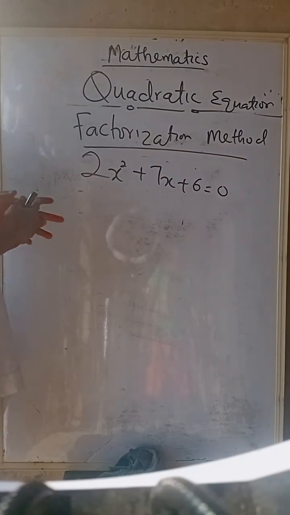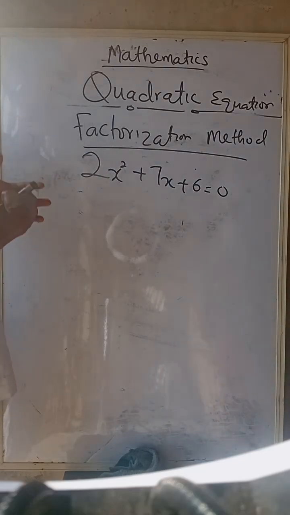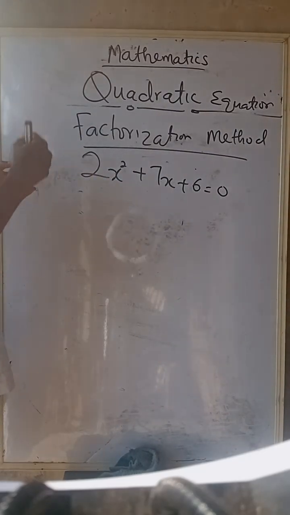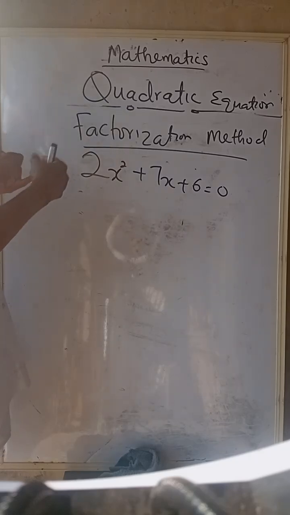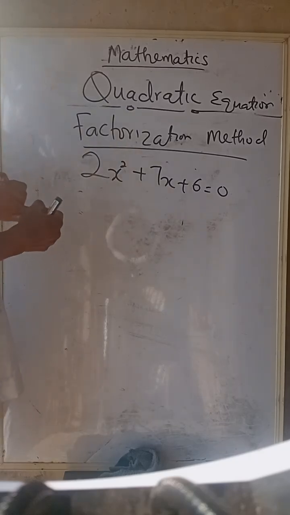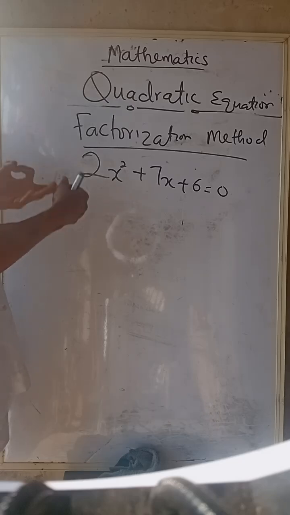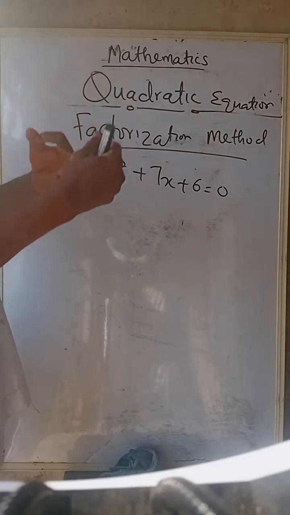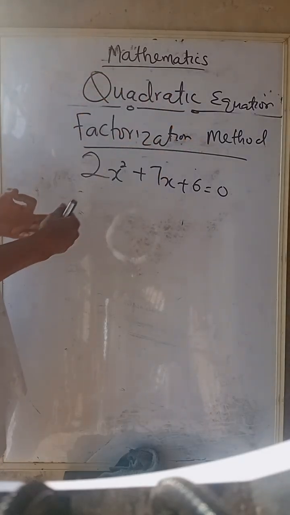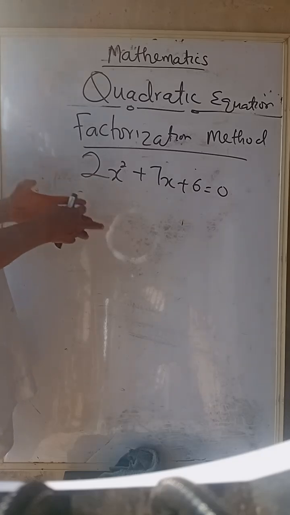Like we said in our previous explanation, for us to solve a quadratic equation, we have four methods. The first method is what we call the factorization method. The second method is the completing the square method. The third method is the formula method, which is x equals minus b plus or minus the square root of b squared minus 4ac, over 2a. We'll get to that. And the last one is the graphical method.